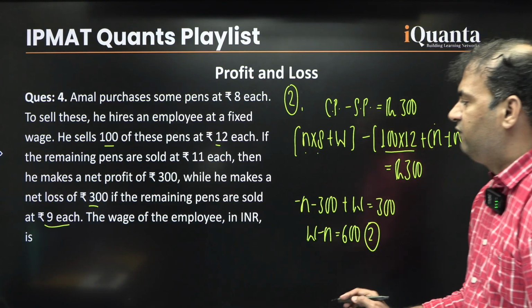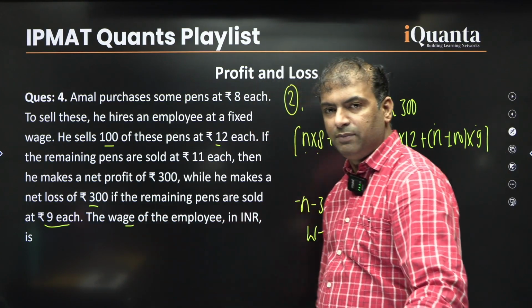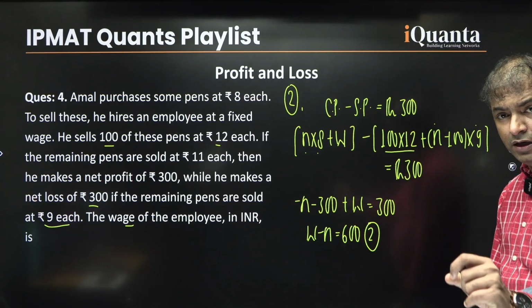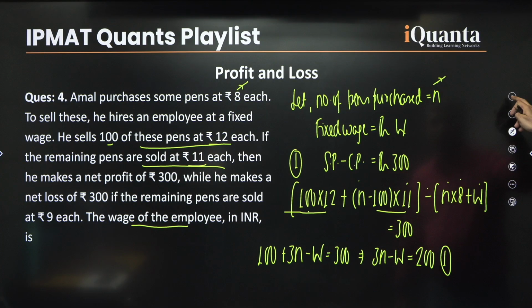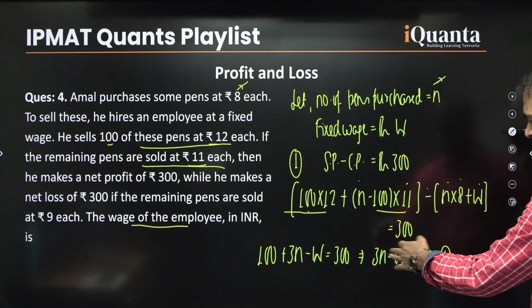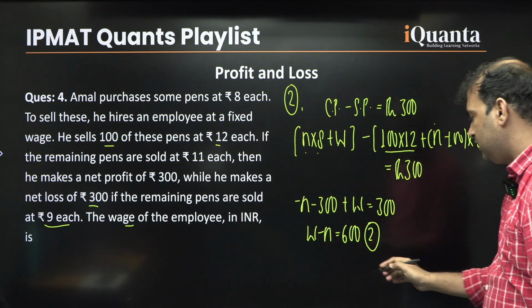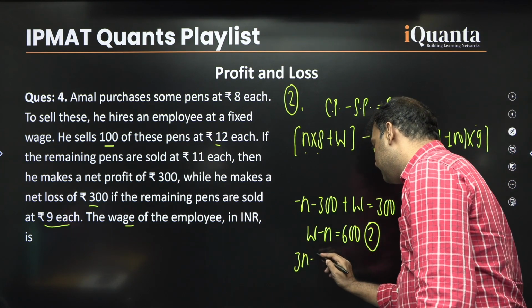What do we have to find? We have to find the wage, which means W. We don't have to find the value of n. We have to find the value of W. Simple. How do we do that? This is the first equation, this is the second equation. Let me write the first equation here: 3n minus W is 200.